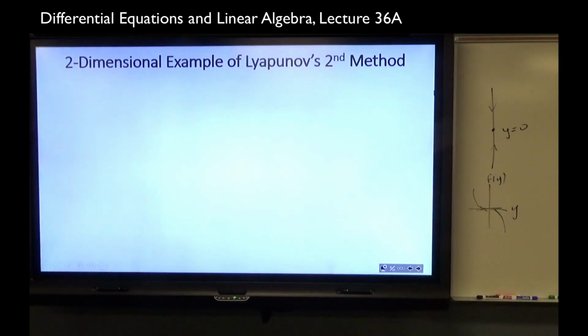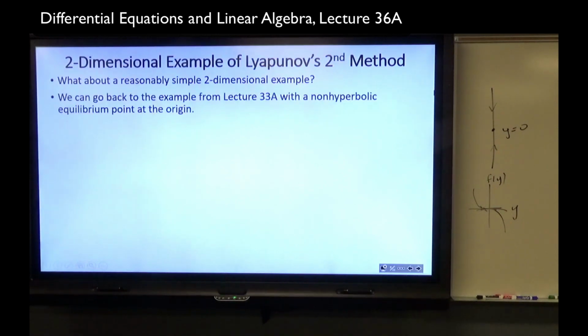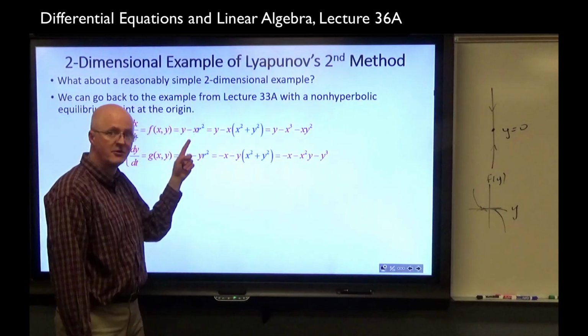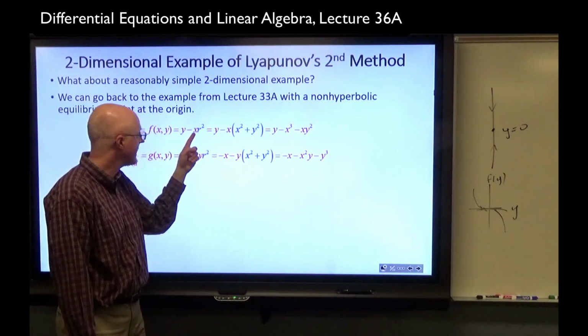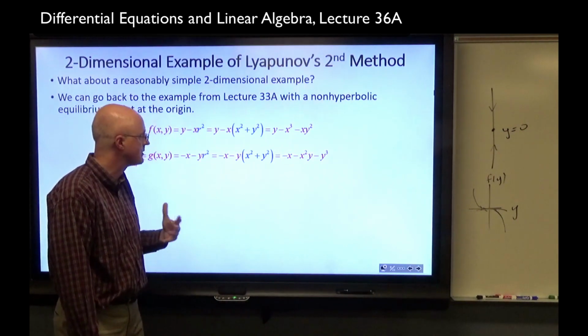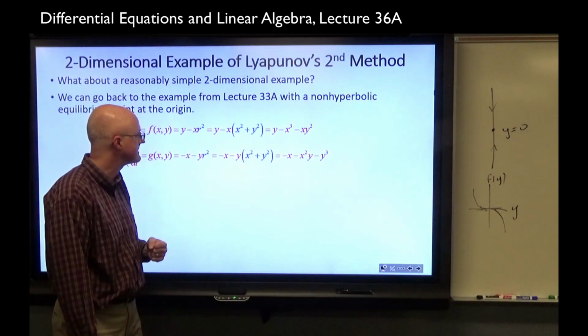Here's a two-dimensional example. What about a reasonably simple two-dimensional example where we need a Lyapunov function? We can go back to the example from lecture 33a, where we had a non-hyperbolic equilibrium point at the origin. In 33a, I added an extra factor of mu in here as the coefficient of x r squared and y r squared there, where r squared is x squared plus y squared, the square of the polar coordinate, that is the distance to the origin.